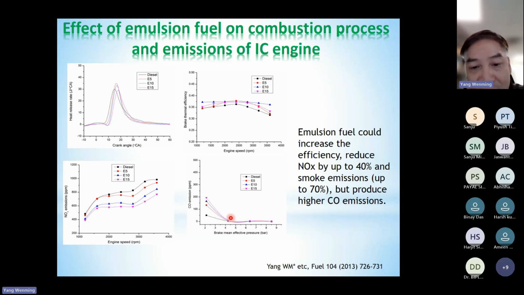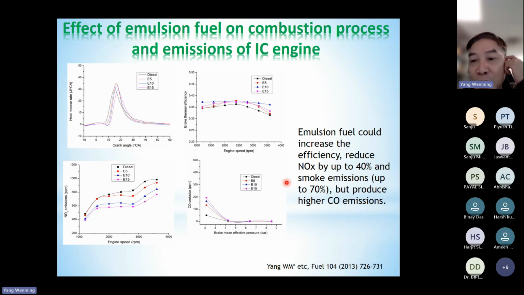And actually at higher engine load conditions, from medium engine load to high engine load, the CO emissions are quite similar to each other. Only at partial load conditions, only at very low engine load conditions, yes, the CO emissions are higher for emulsion fuel because of the reduced temperature.